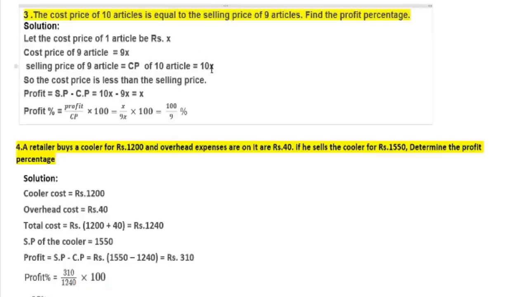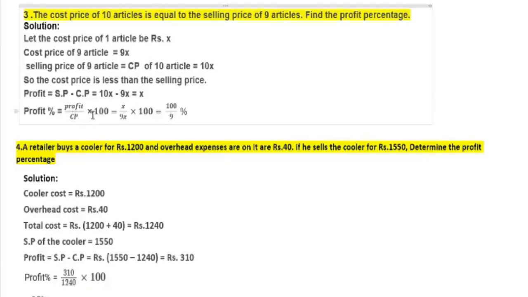That means here you can write selling price of 9 articles equal to cost price of 10 articles, that is 10x. So here 10x is greater than 9x. So there is a profit, and so the cost price is less than selling price. So here you can write profit. Profit equal to selling price minus cost price. That is 10x minus 9x equal to x. Then profit percentage, profit by CP into 100. So here profit is x.